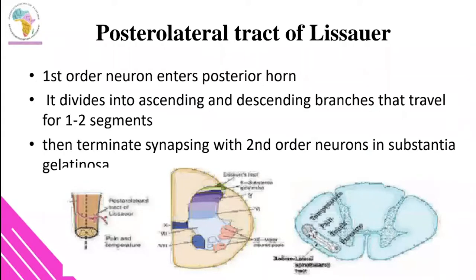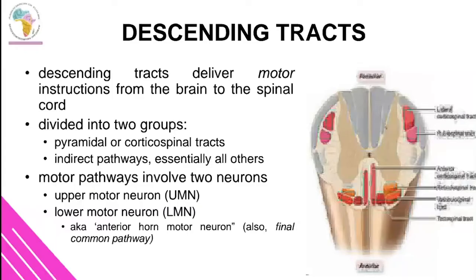Yeah, so this is just another tract that we can talk about, which is the tract of Lissauer. It gives off the first order of neurons that enter the posterior horn, and it tends to divide into ascending and descending branches that travel for about 1 to 2 segments, and these tend to terminate with the second order of neurons in the substantia gelatinosa of Rolando.